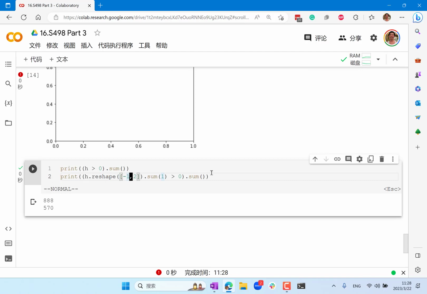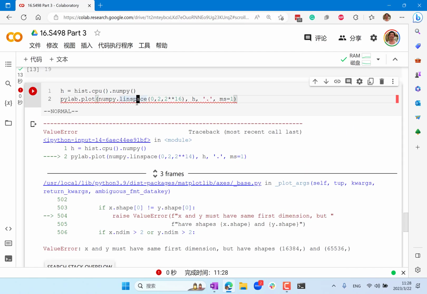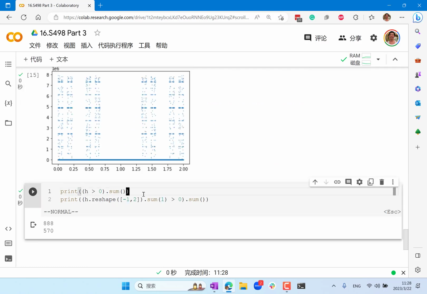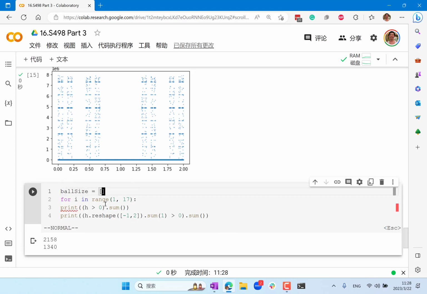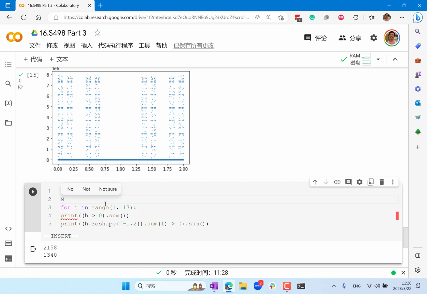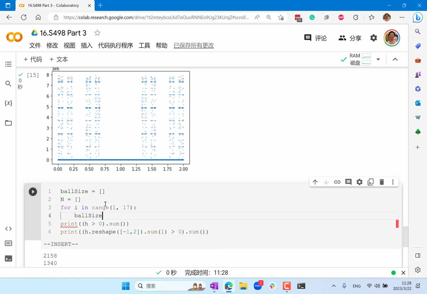So what I'm going to be doing is I'm going to say I goes from 1 all the way to 16, so 17. And the size of the ball is going to be exponentially larger and larger, right? And n is also going to be increasingly smaller as I make the ball size larger. So ball size dot append.